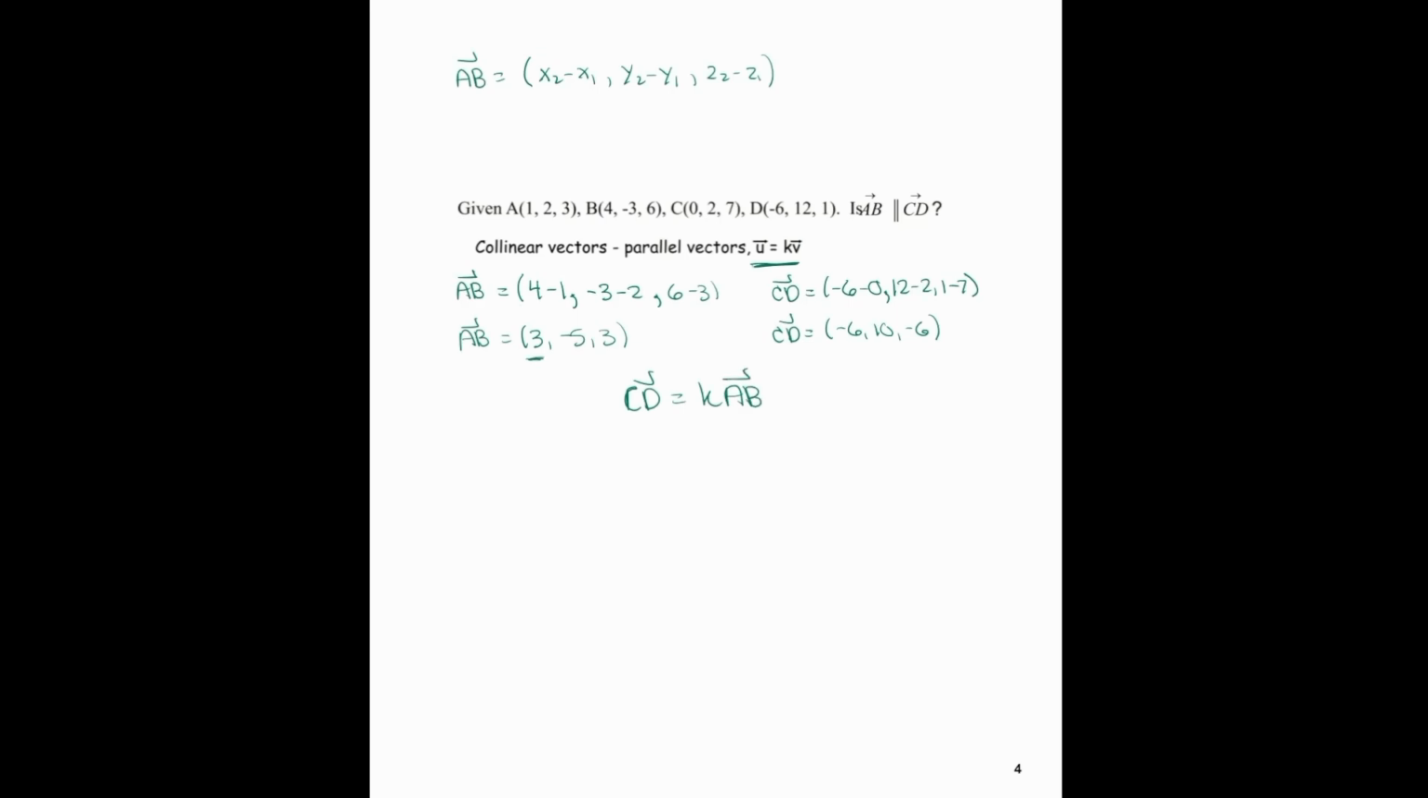Well, I have 3 and negative 6 for my x values. Well, 3 times negative 2 gives me negative 6. Let's check and see if all of them work. Negative 5 times negative 2 gives me positive 10. And 3 times negative 2 does indeed give me negative 6. So we can say that CD is equal to negative 2 of our vector AB, and therefore they are collinear or parallel.